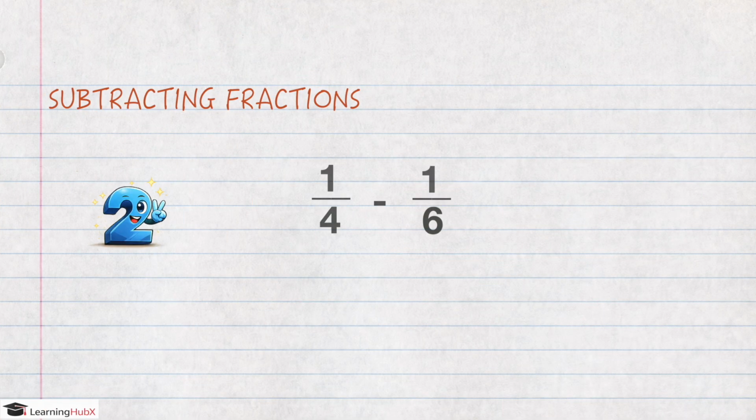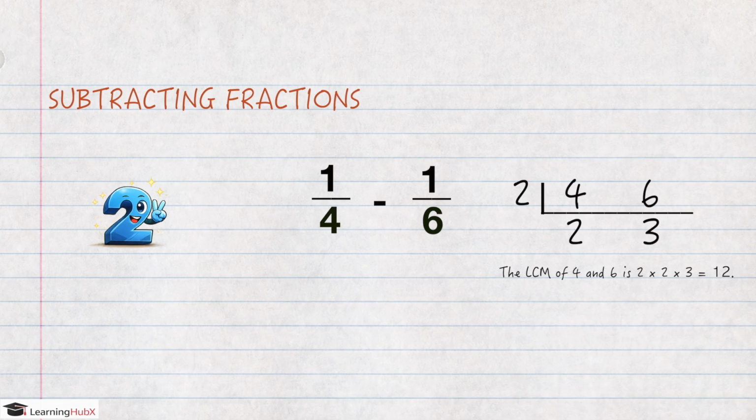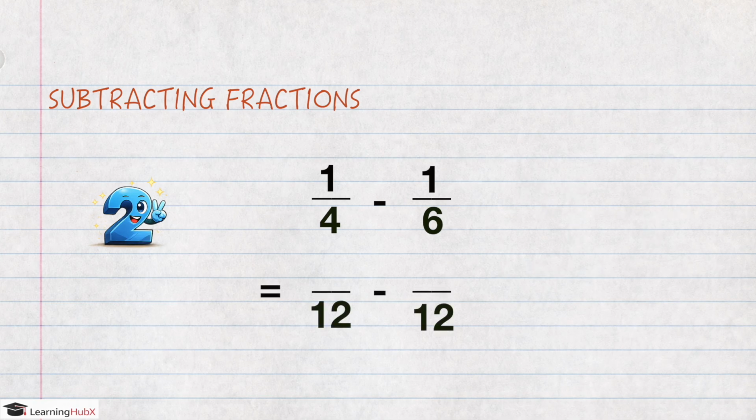The same idea applies to subtraction. Let's try 1 over 4 minus 1 over 6. First, we need the denominators to be the same. To do that, we find the least common multiple. Should we multiply 4 by 6 and get 24? We could use 24. But is 24 the least common multiple? No, because there is a smaller common multiple. Here is how we find the LCM of 4 and 6. 2 times 2 equals 4. 2 times 3 equals 6. The LCM of 4 and 6 is 2 times 2 times 3, which is 12. So the common denominator is 12.